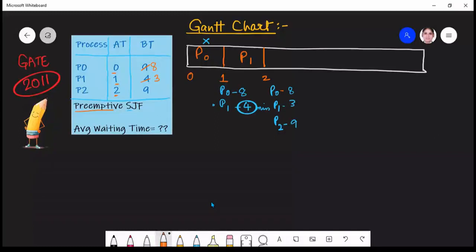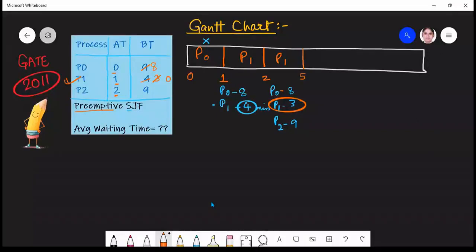As we can see, P1 has the minimum time, so P1 is going to continue. Neither P0 nor P2 is going to preempt it. So P1 will stay in the CPU and run for the next 3 milliseconds. 2 plus 3 is 5, and the remaining time is 0. So now P1 has completed its execution.